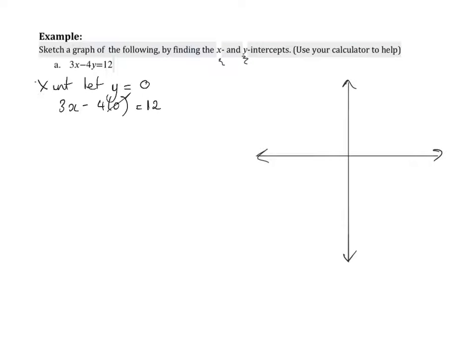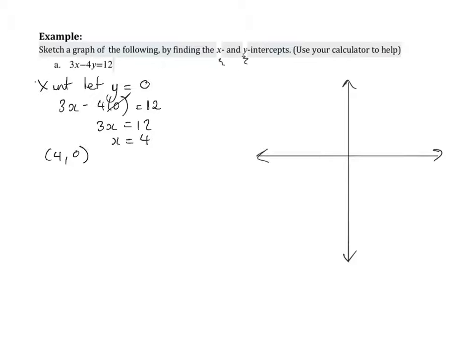Now 4 times 0 is 0. So what I'm left with is 3x take away 0, which is 3x, which equals 12. Divide by 3, x is equal to 4. What is the coordinate there? The coordinate is when x is equal to 4, y is equal to 0. So that's my x-intercept. That's 1 point on my graph.